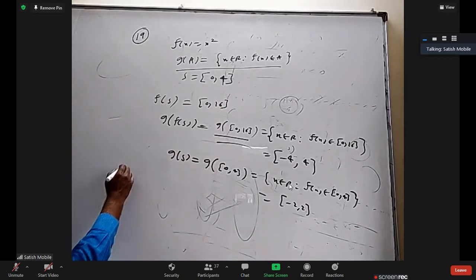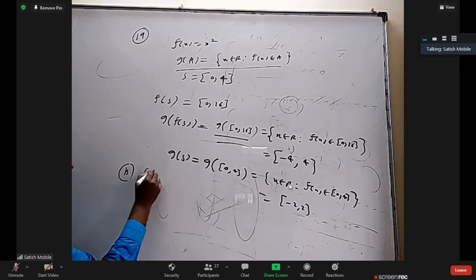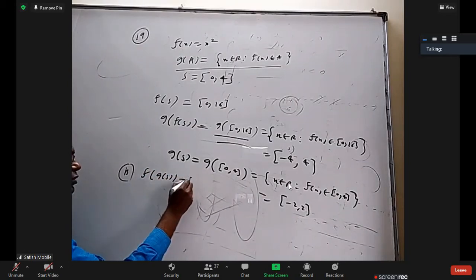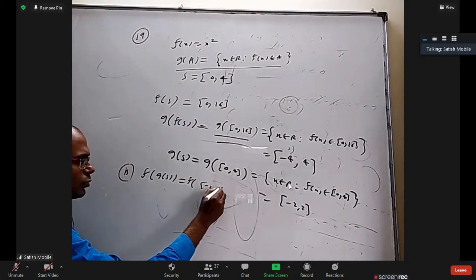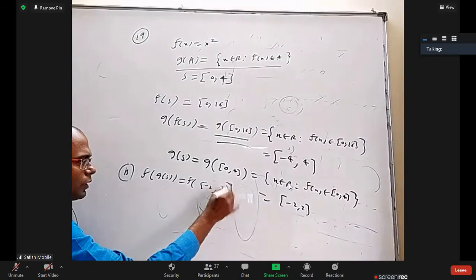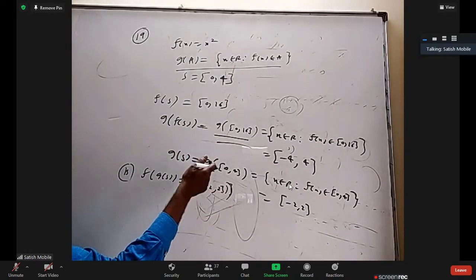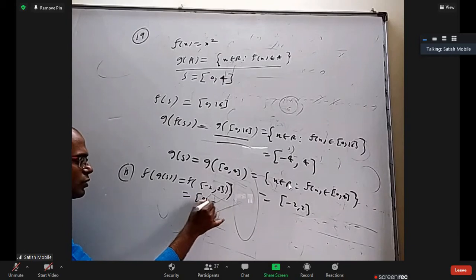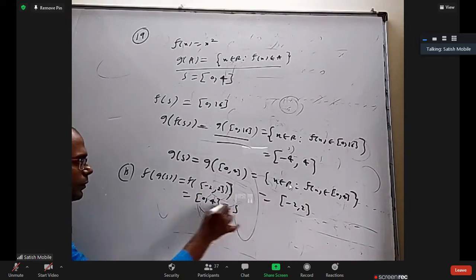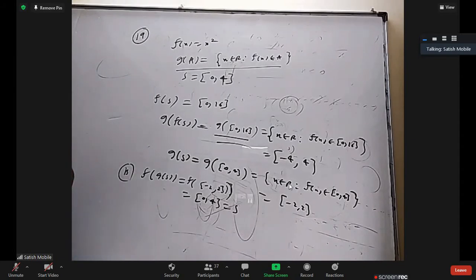Option B, f of g of s. G of s we already found, -2 to 2. Here, if you take anything between -2 to 2 and find images, you will get 0 to 4. So it is 0 to 4 only because it's simple f, and that is s itself. Yeah, so option B is right.